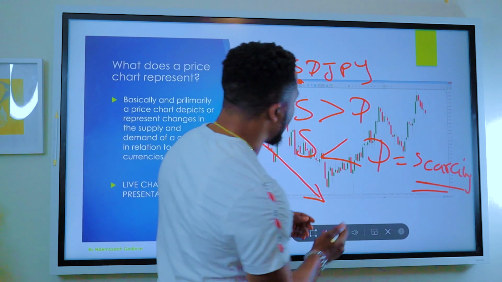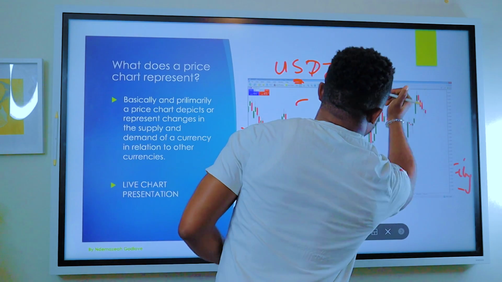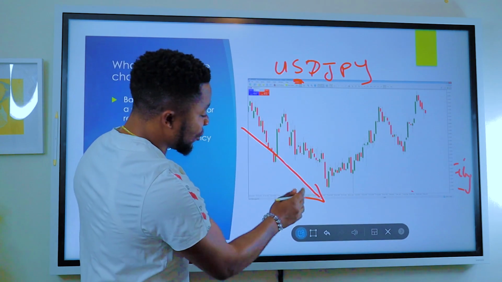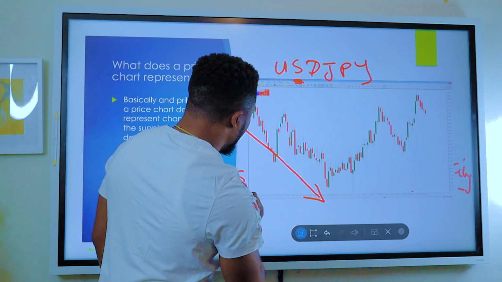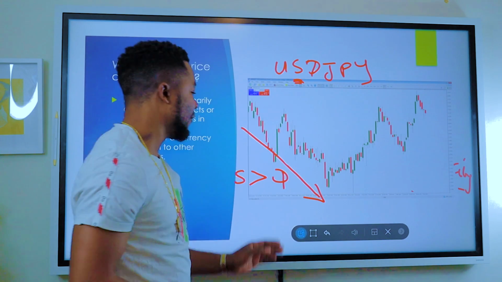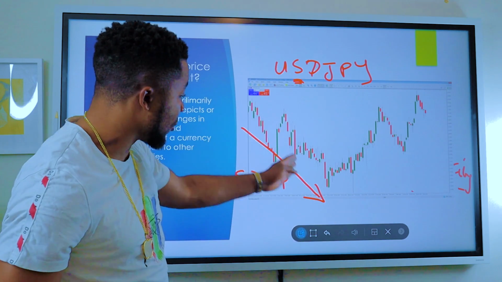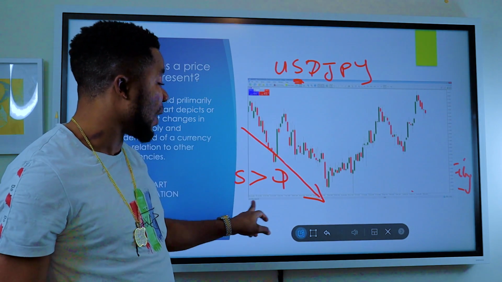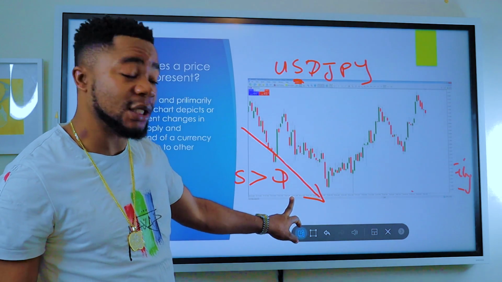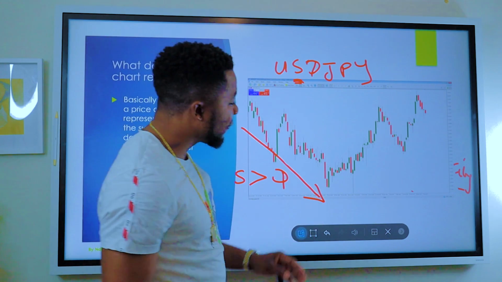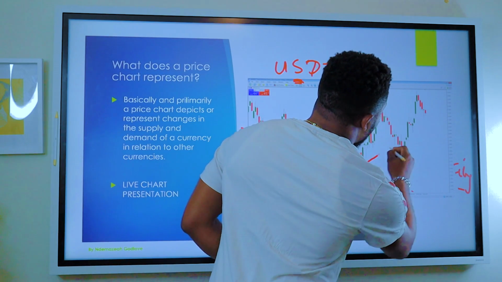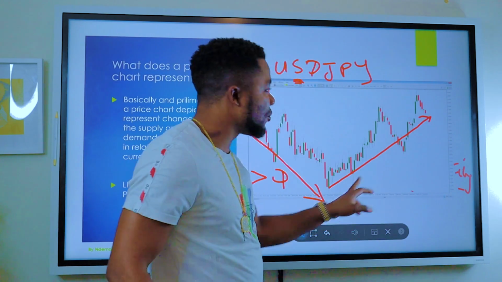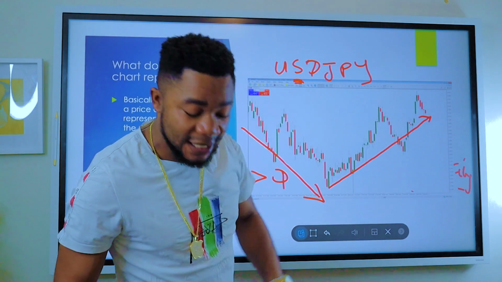So that's why, from year to year, when the market was going down, this is when the supply of the United States dollar was more than the demand for the United States dollar. But from year to year, you can see the market has been going up. From year to year, the market has been in a consistent uptrend.